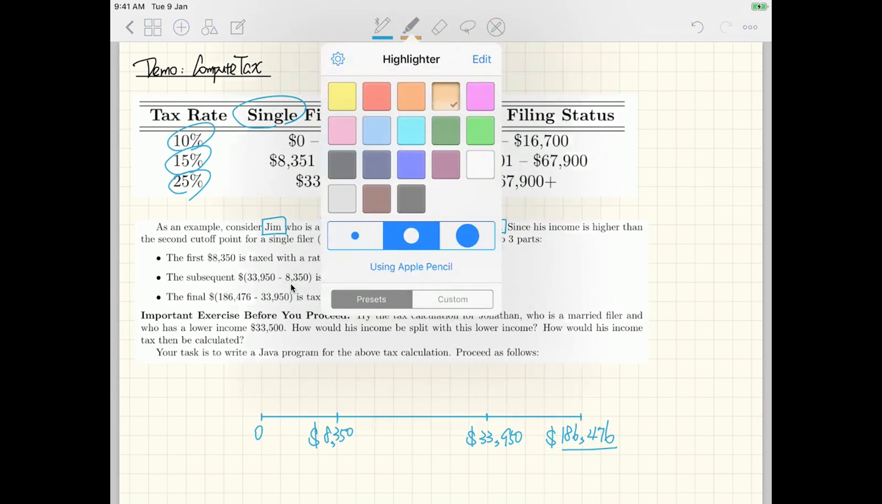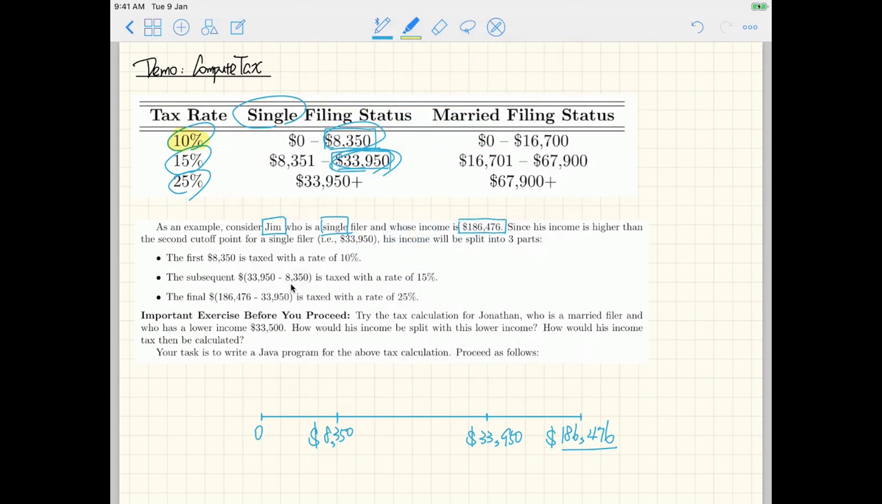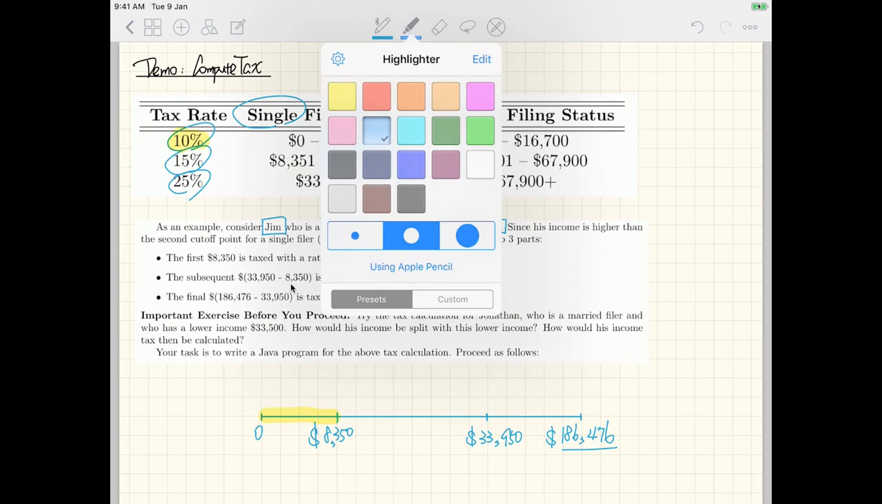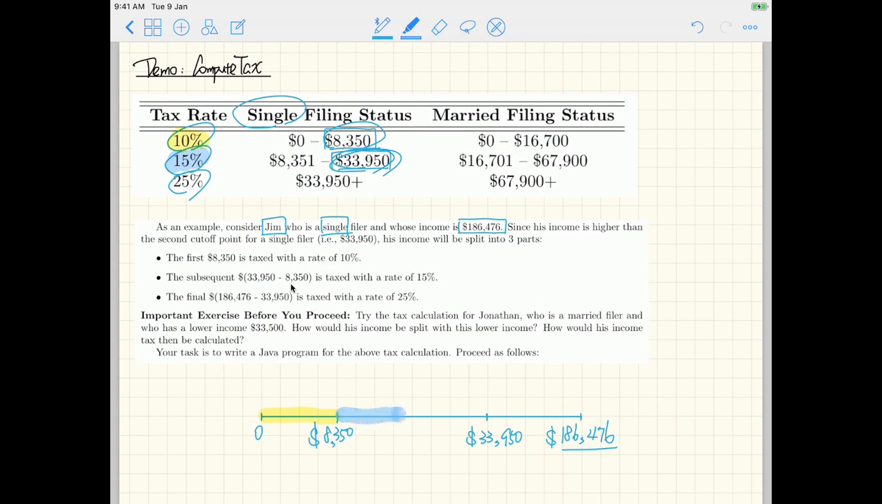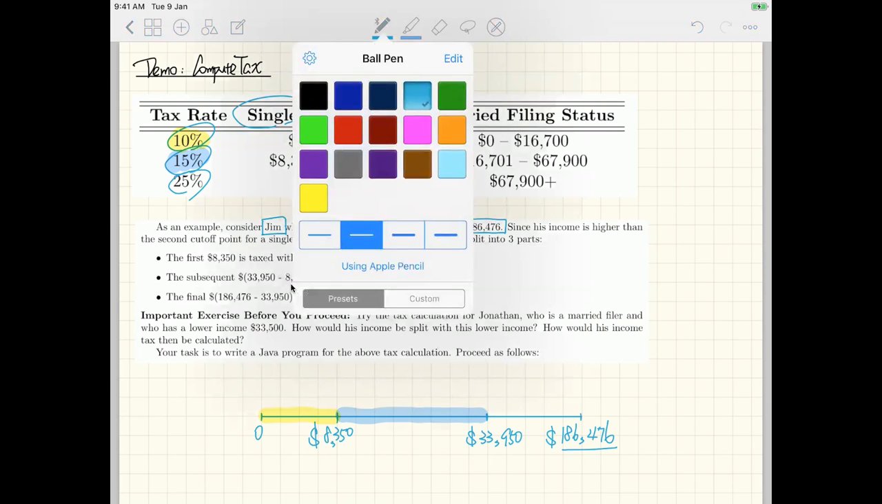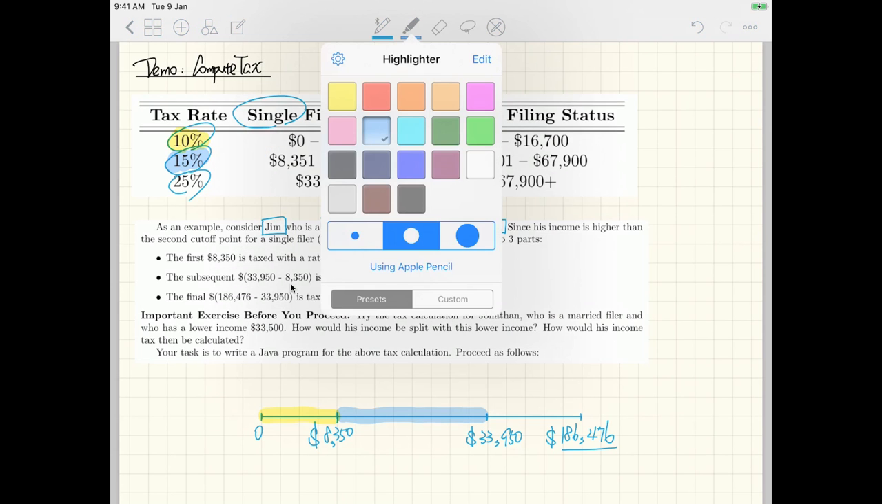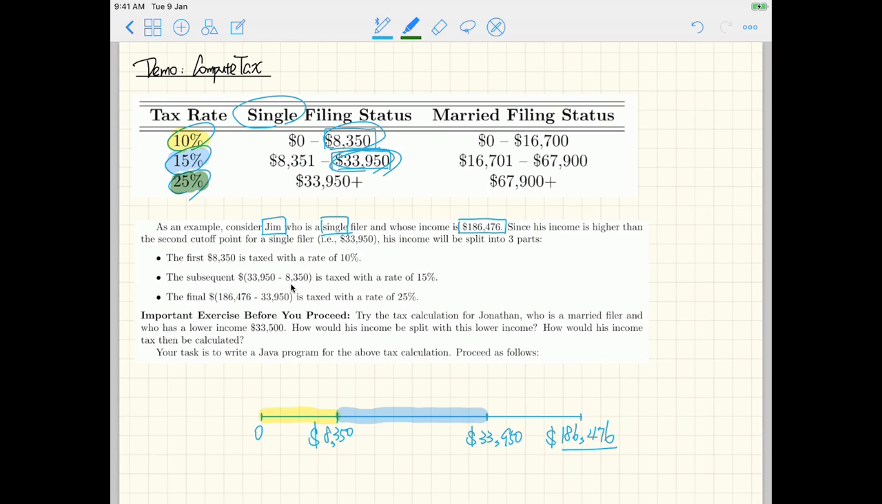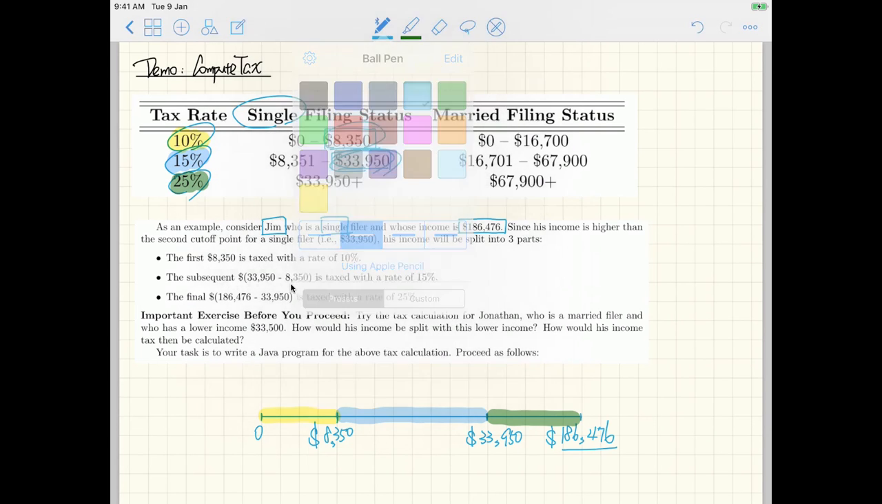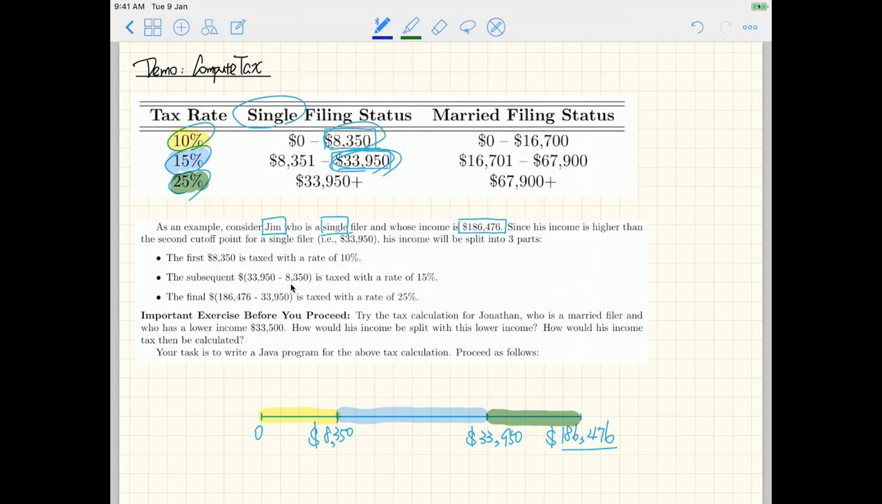For the first part, it's going to be 10%. This is the first part, that is going to be 10%. And what about the second part? The second part that's put in blue is going to be 15%. And the third part is going to be above the second cutoff point, and let's put green. It's going to be 25%. Now how exactly do we calculate? How large is the yellow part? For the yellow part, it's going to be exactly between 0 and 8,350. So that's going to be 8,350 multiplied by 10%, 0.1.